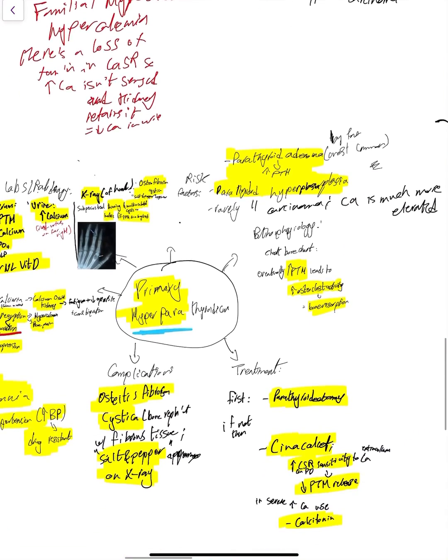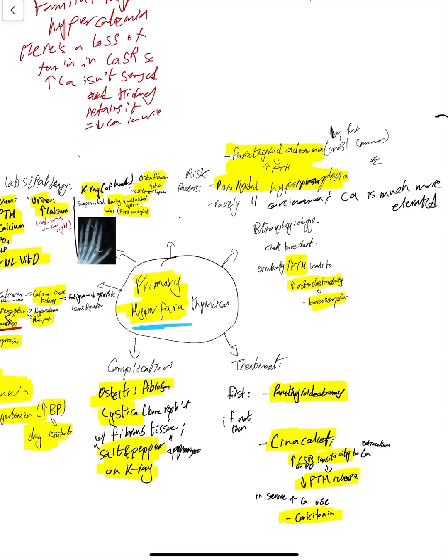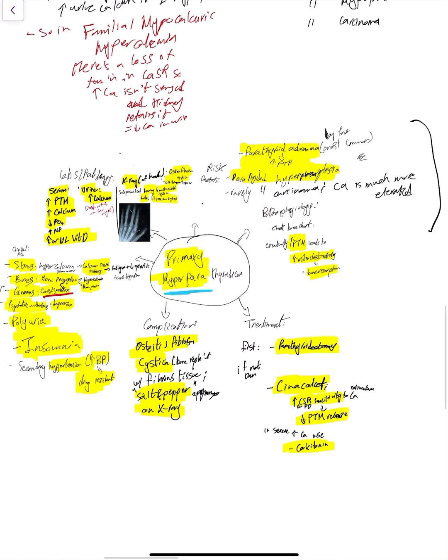The etiologies could be parathyroid adenomas, hyperplasia, carcinoma. The carcinoma is associated with much, much more significant hypercalcemia generally, but they all have a similar kind of mechanism, at least in terms of effect on calcium. So the first thing you want to do, first line, is parathyroidectomy, and if not, you can give cinacalcet, which increases the calcium-sensing receptor's sensitivity to calcium, and therefore leads to decreased parathyroid hormone release.